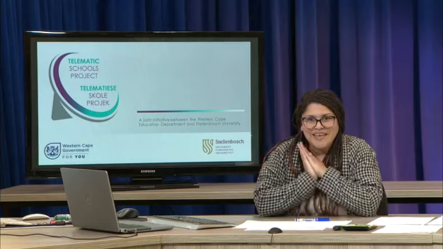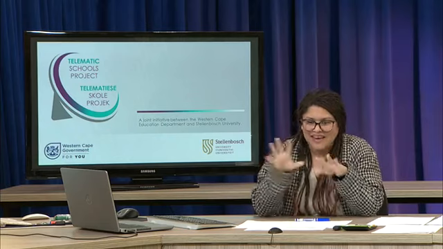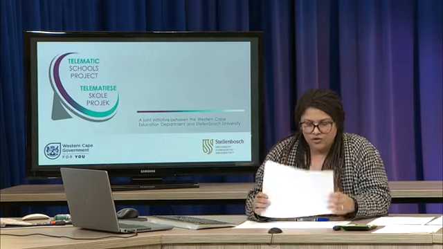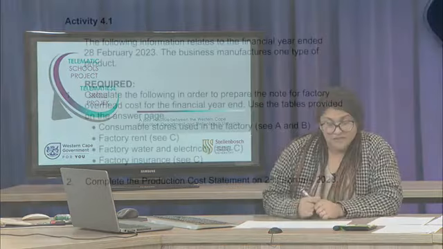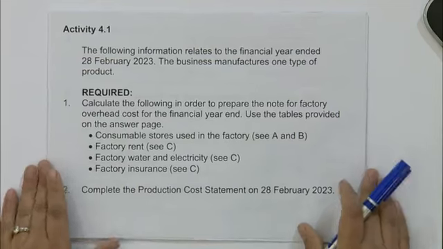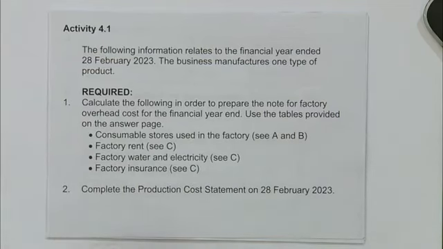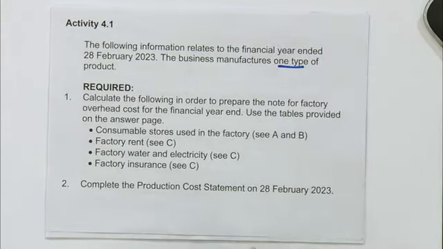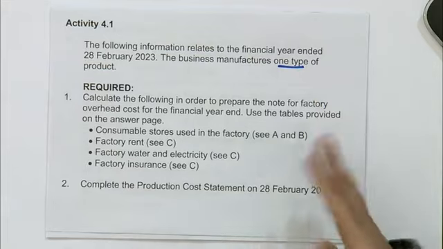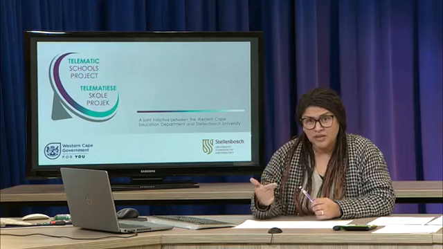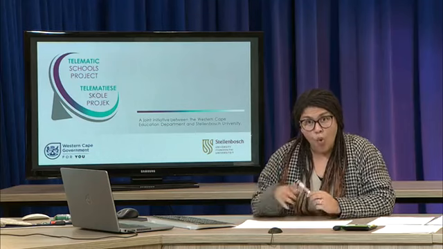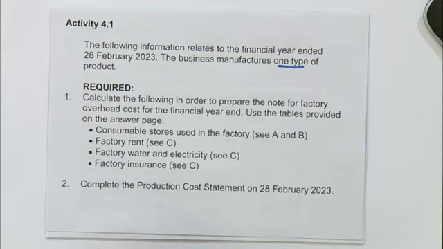Right, so now let's get into an activity. I love this part, guys. So you should have the following activity in front of you, which is activity 4.1. The following information relates to the financial year ended the 28th of February 2023, and the business manufactures one type of product. So we know that everything that you see is going to be related to one product. What are we required to do? We are required to do the following.